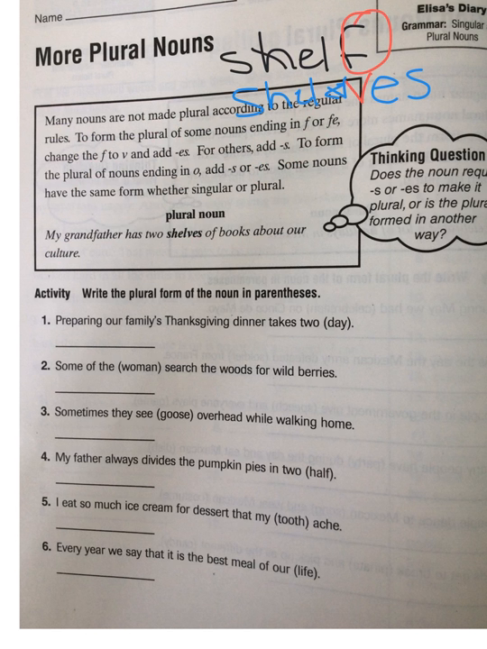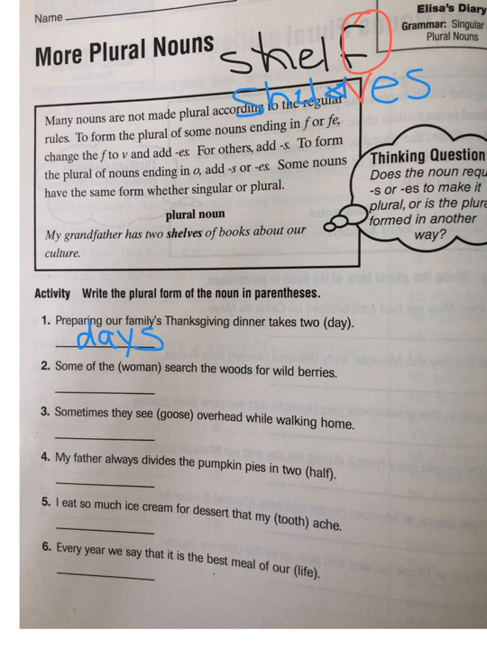So let's take a look at a couple of these at the bottom. It says to write the plural form of the noun in parentheses. Preparing our family's Thanksgiving dinner takes 2 days. So we're going to be taking the word in parentheses and making it plural. Well, if we remember back a couple of rules ago, since it ends in a Y and right before the Y is a long A vowel sound, all we have to do to make it plural is simply add an S. So the plural of day then becomes days.